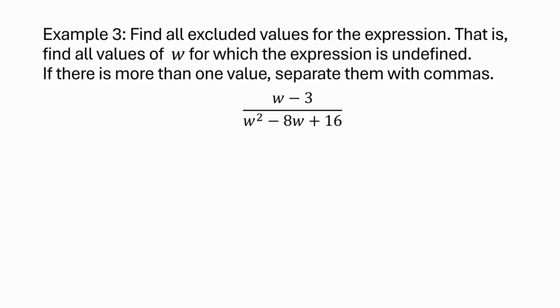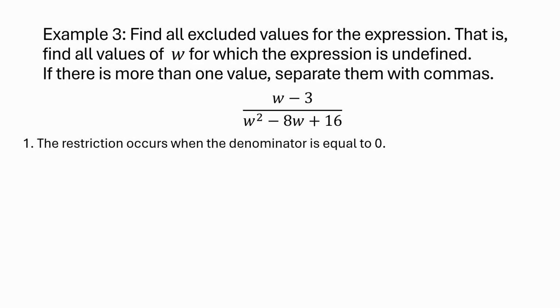Example 3: find all excluded values for the expression. That is, find all values of w for which the expression is undefined. If there is more than one value, separate them with commas. I have w minus 3 in the numerator and w squared minus 8w plus 16 in the denominator. The restriction occurs when the denominator is equal to 0.